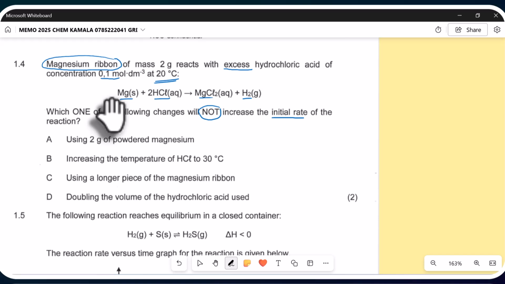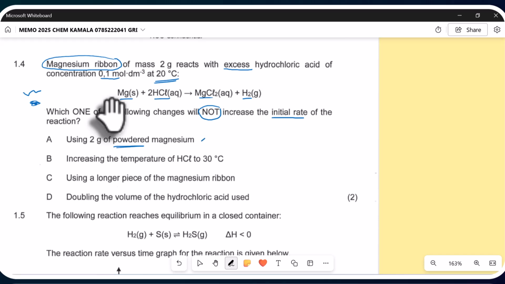Because of it being powder, we're changing the state of division from the magnesium ribbon to powder. The powder has a larger surface area than the magnesium ribbon, and so this will increase the rate of the initial reaction. So this answer is not correct because the question says which one will not increase.